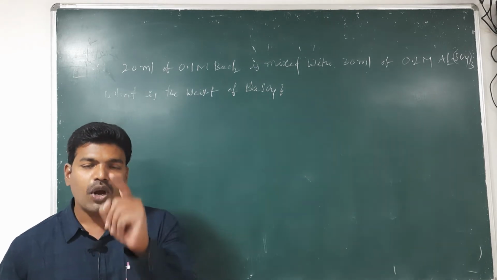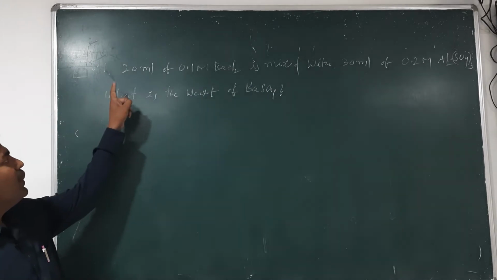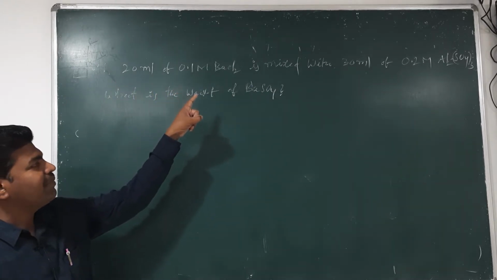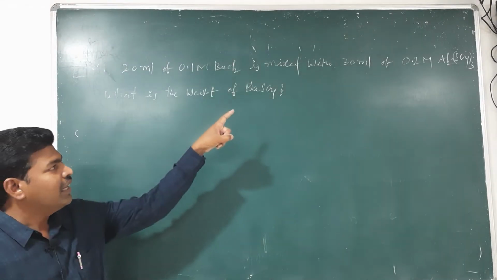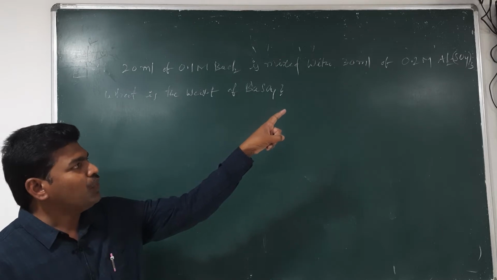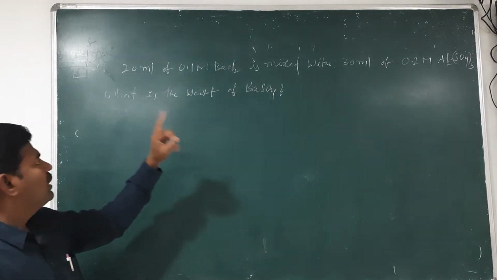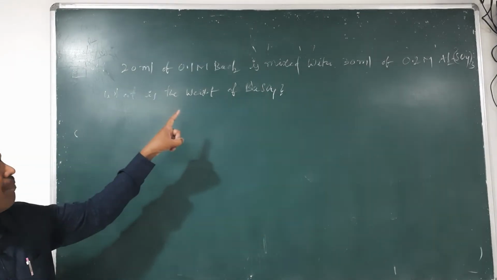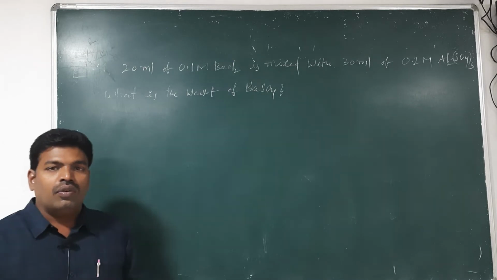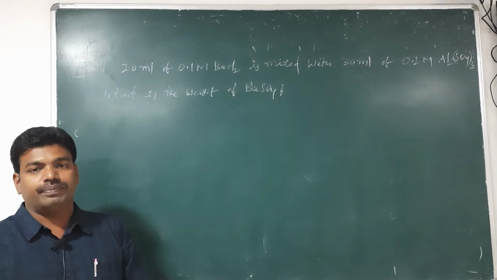Problem 1. 20 ml of 0.1 molar barium chloride is mixed with 30 ml of 0.2 molar Al2(SO4)3, aluminum sulphate, then what is the weight of barium sulphate? Okay, how can we solve this problem?